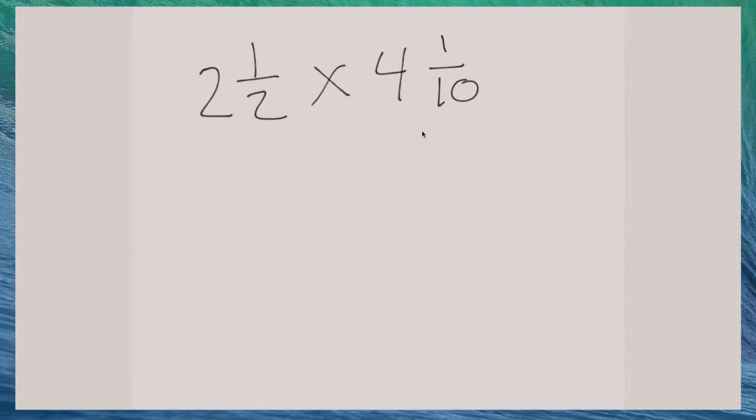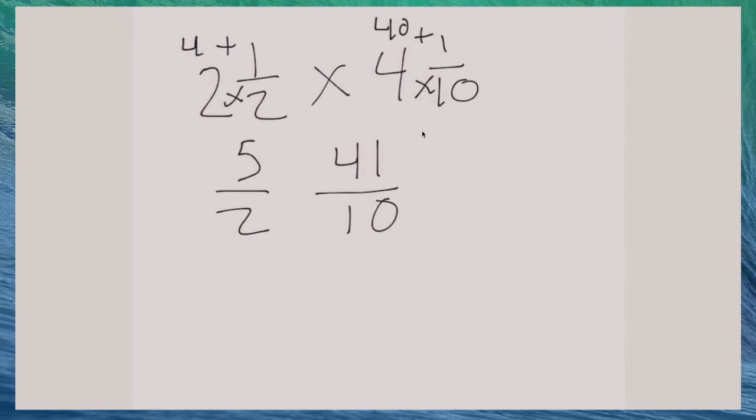We're going to go ahead and convert both of these mixed numbers into improper fractions. 2 times 2 gets me 4, plus 1 gets me 5 over 2. 10 times 4 gets me 40, plus 1 gets me 41 over 10. We multiply these together and we get 205 on top when I multiply my numerators, 5 times 41, and when I do 2 times 10, I get 20.